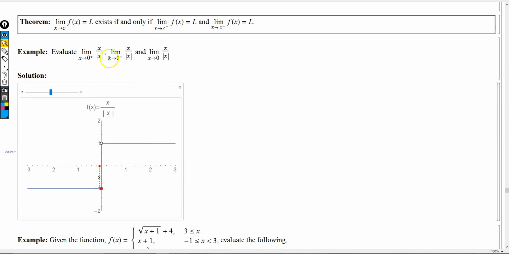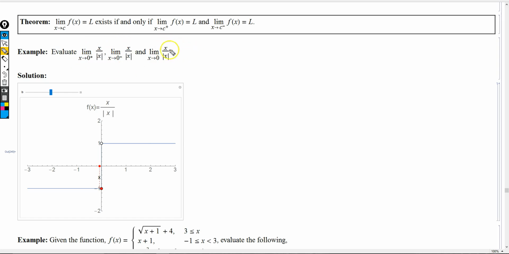For this example, let's take a look at the limit as x approaches 0 from the right and from the left, and the full limit for the function x divided by absolute value x. You can try this one on your own. Pause the video. I'll assume that you tried it on your own, so let's go over the answer.